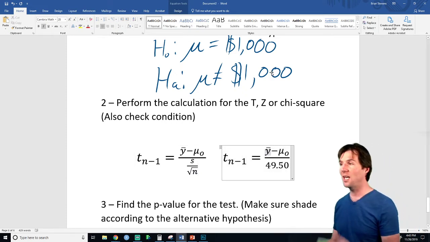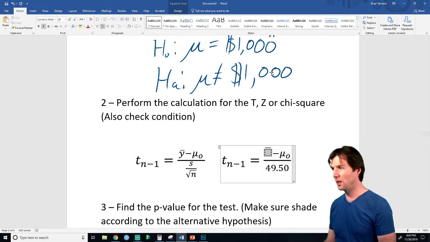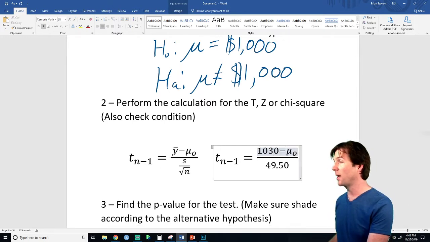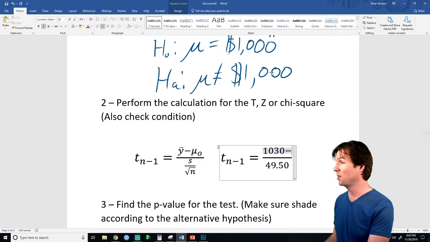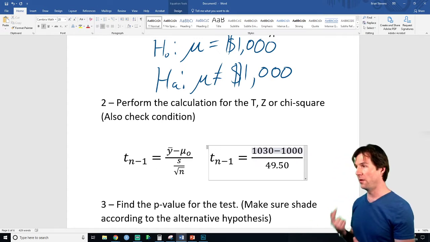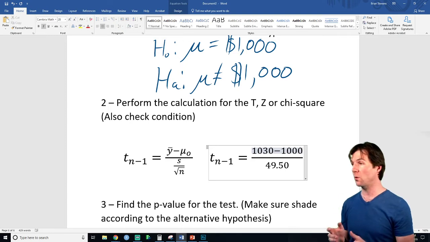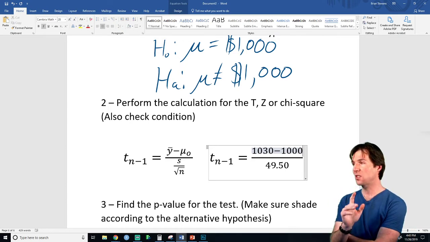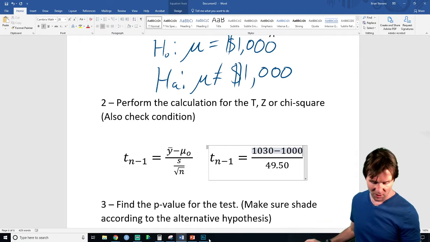Now I'm simply going to take the difference between the two. The difference is going to be 1030, which is my observed sample mean, minus the mean of what we would expect. And if you notice, the difference is 30. This was the math I was doing in my head earlier in the question. I said, what's 30 divided by 50? Oh, that's 0.6. Well, because it's 49.50, it's going to be about, I believe I said, 0.61.